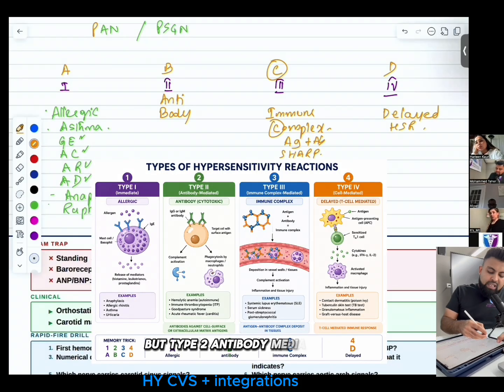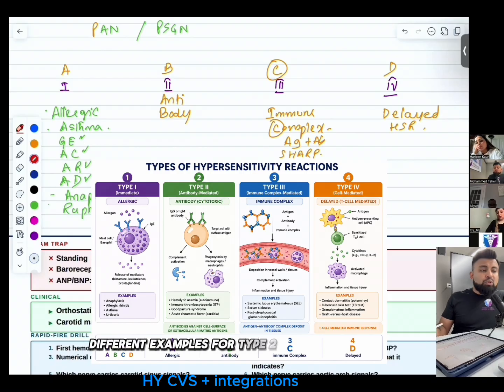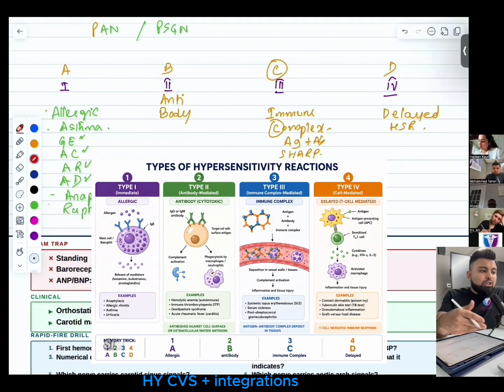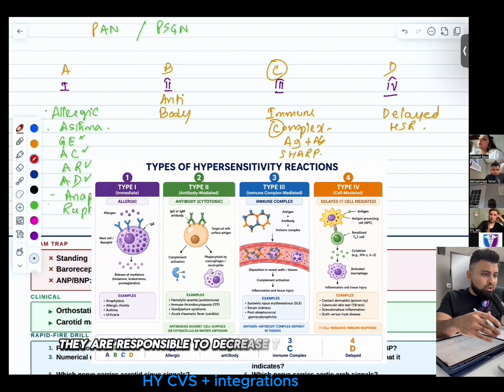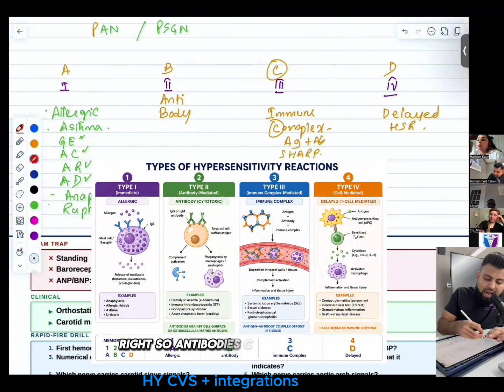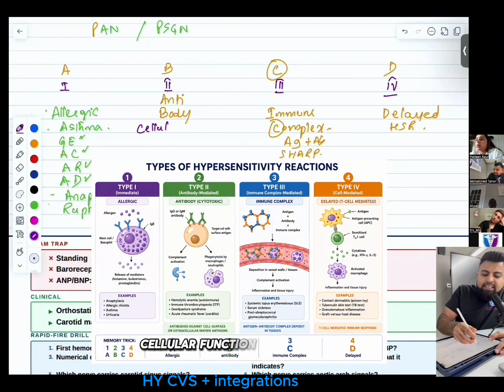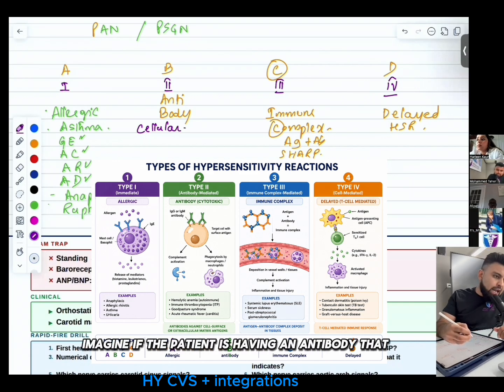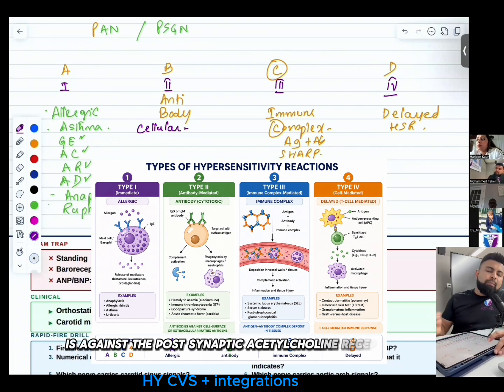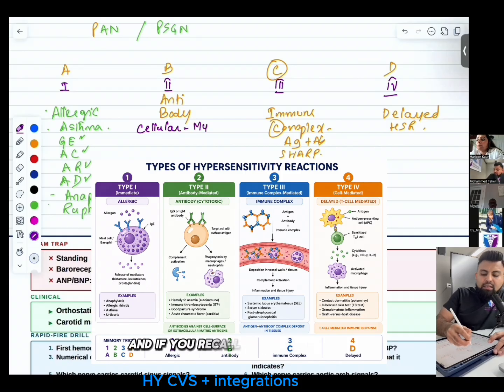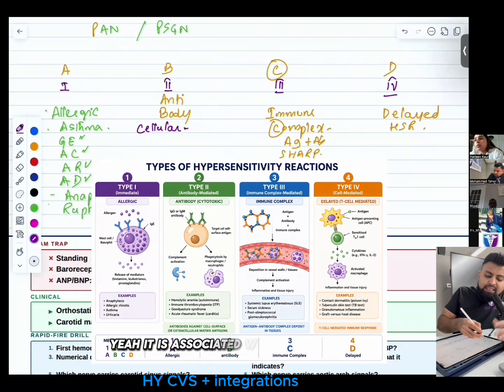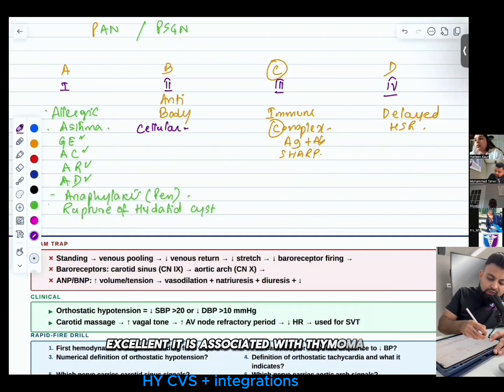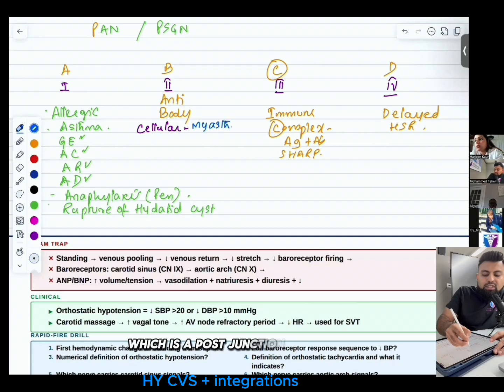But for type 2, antibody mediated, remember, there are various different examples of type 2 hypersensitivity reaction. Antibodies are responsible to simply cause functional impairment, right? So maybe they are responsible to decrease the cellular function. When I say cellular function, imagine the patient is having an antibody that is against the postsynaptic acetylcholine receptors. If you recall, I told you that is myasthenia gravis, and it is associated with thymoma. Yes, excellent. So this is myasthenia gravis, which is a post-junctional defect.